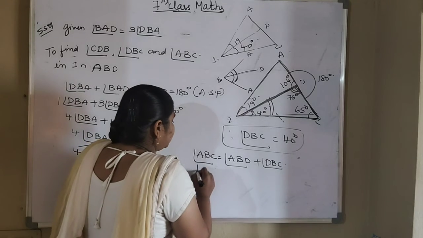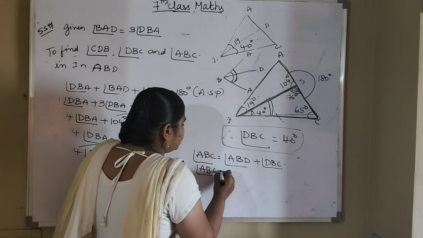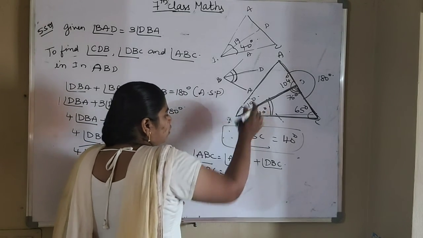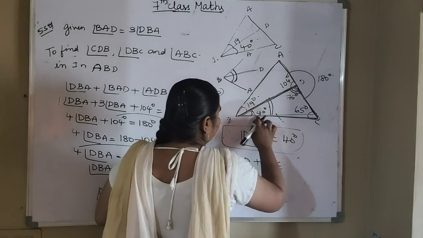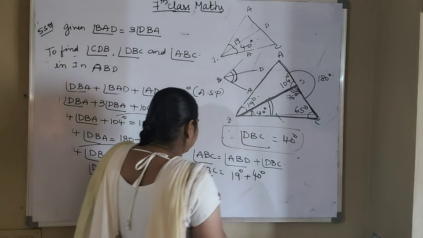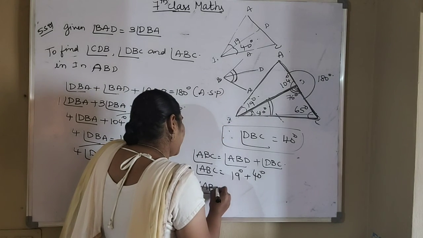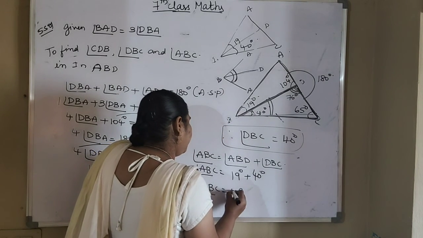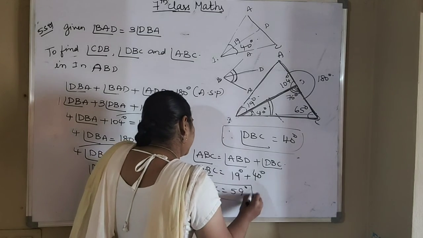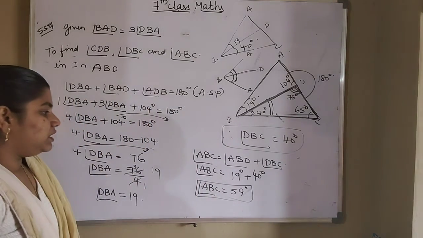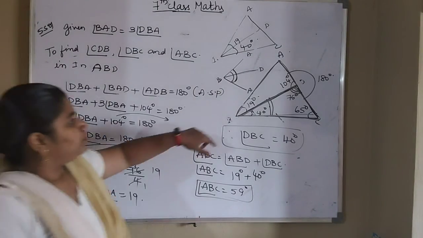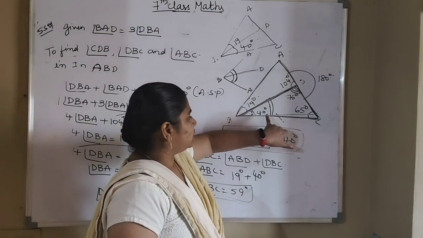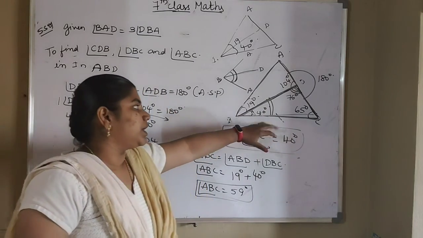So angle ABC is equal to ABD, which is 19 degrees, plus DBC, which is 40 degrees. So angle ABC value will be 59 degrees. So you got all the angles now. ABC you got as 59, and the remaining values, this angle we got as 76, and this angle we got as 40.